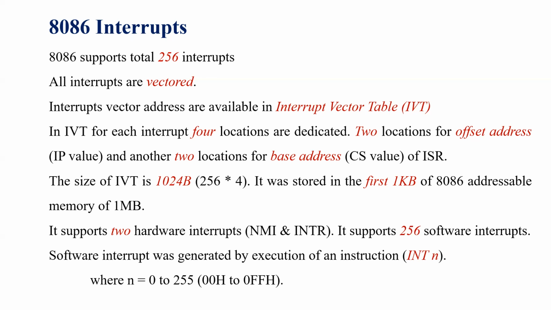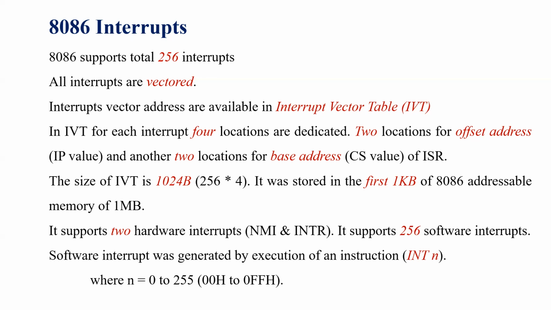In this IVT, for each and every interrupt we assign 4 locations. 2 locations provide the offset address, that is the IP value, and 2 more locations provide the base address of the ISR, that is the CS value. We know how we calculate a physical address in the architecture part. The summer circuit always produces a 20-bit physical address by using a basic formula: physical address is equal to base address times 10H plus offset address or effective address.